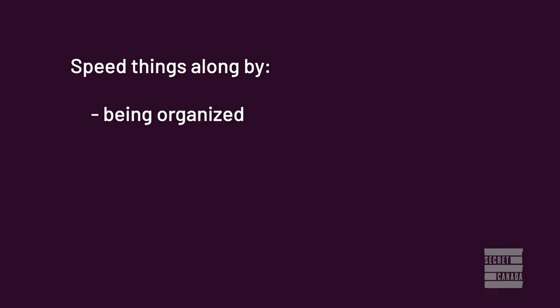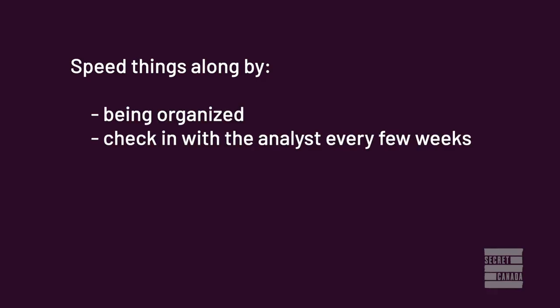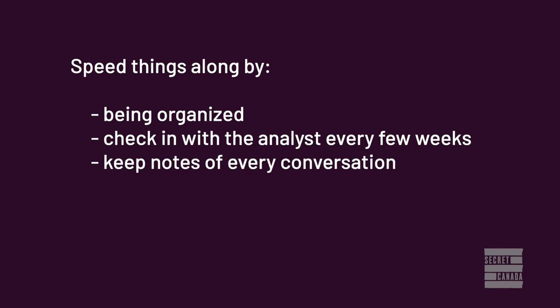Within 30 days, the public body is supposed to notify you that they're processing your request. Fingers crossed that you get a reply soon, but depending on the ask and the institution, it could take months to actually receive your records. Speed things along by being organized. Check in with the FOI analyst every few weeks. Make notes about every conversation, and know that you can always appeal if you're unhappy with the institution's response.